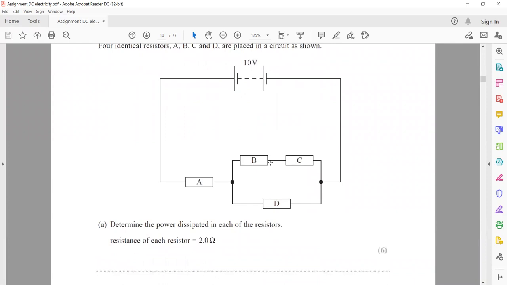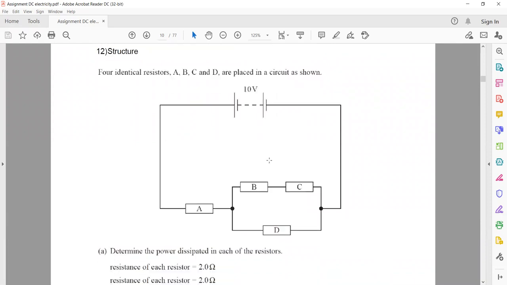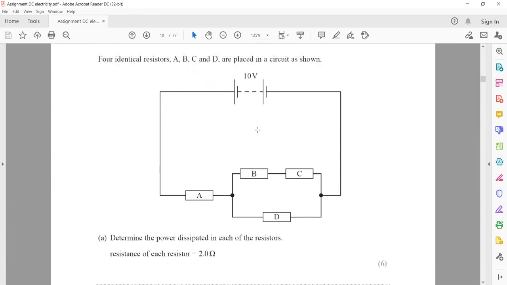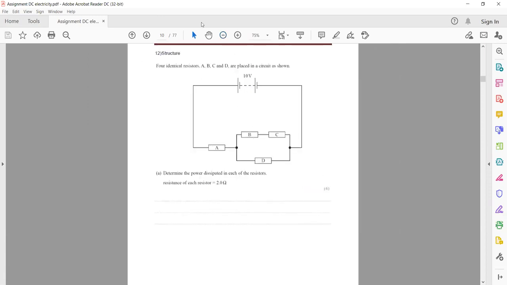Four identical resistors, A, B, C, and D, are placed in a circuit as shown. Determine the power dissipated in each of these resistors, and it's of 6 marks. So basically, to get the power dissipation, we should know the current. Each resistance is 2 ohm, so this one is 2, 2, 2, and 2. First we will find the combined resistance of the circuit.